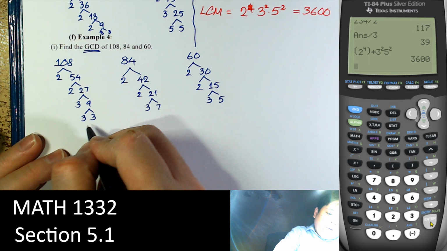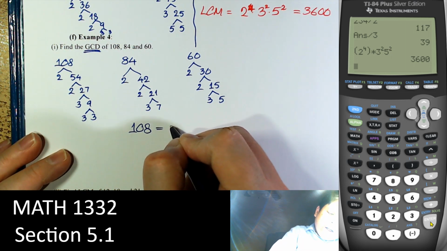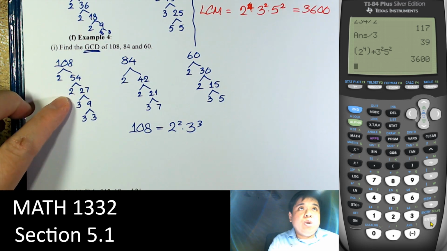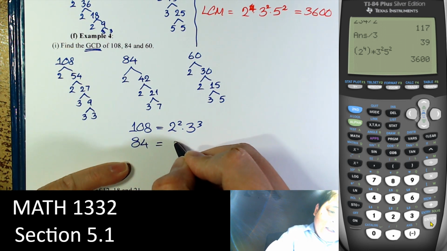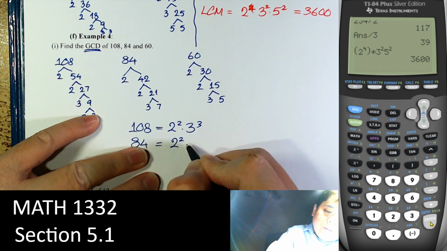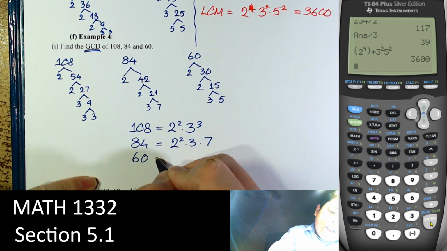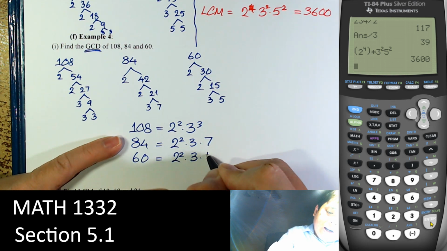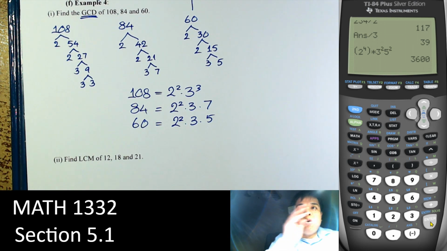Right, so we write down 108: 2 squared, 3 cubed. 84: 2 squared, 3, and 7. And 60: 2 squared, 3, and 5. So I said, for every problem, just go ahead and do prime factoring, and then we pay attention later.